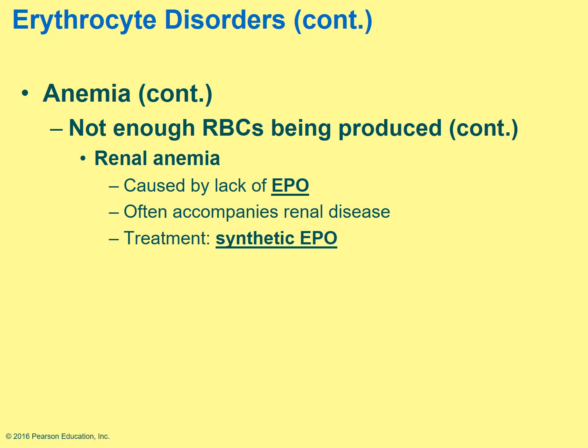Renal anemia is caused because you have a lack of the EPO, which, remember, that is a hormone that's involved with making or stimulating the red blood cell production. Sometimes this is also associated with a combination of various renal or kidney diseases. Treatment: take the synthetic EPO.